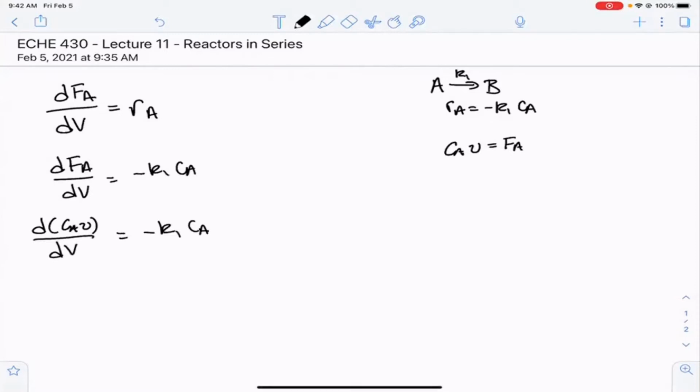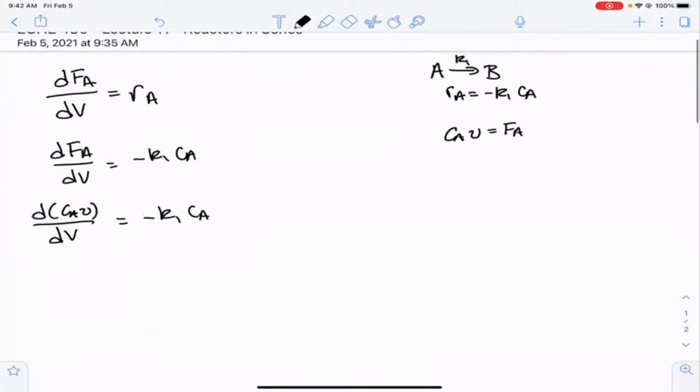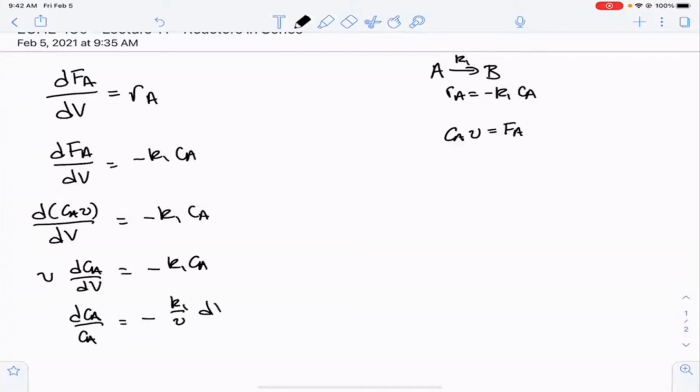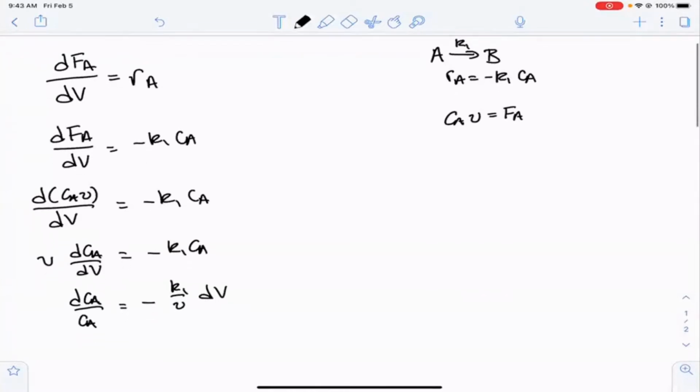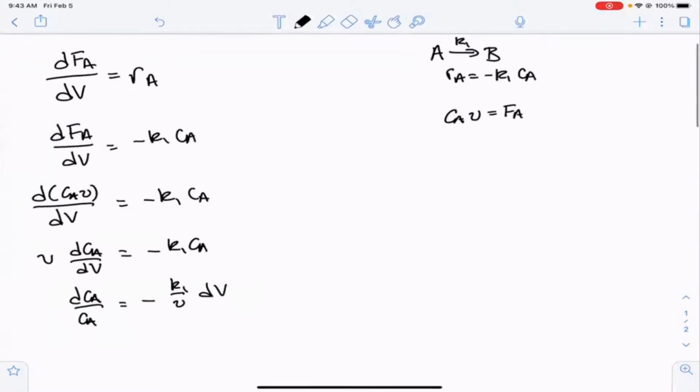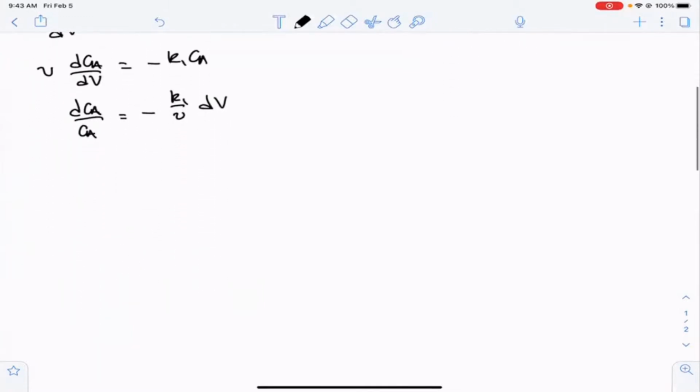And of course, if the volumetric flow rate is constant, it can come out of that differential. And we get the volumetric flow rate times dCA/dV equals minus K1 times CA. And then dCA over CA equals minus K1 over V dV. Okay. And of course, if we have two PFRs in series, this mole balance is going to hold for both of those reactors. And so one of the things that we could do is take this expression and integrate it for reactor 1 and also do the same thing for reactor 2.